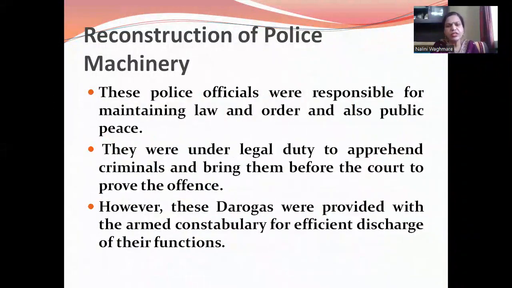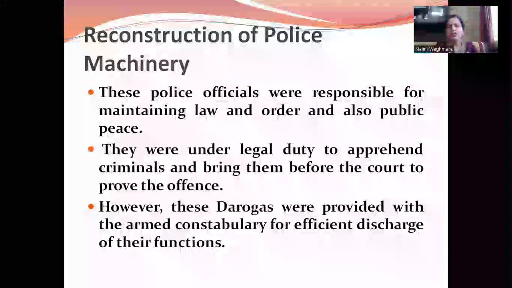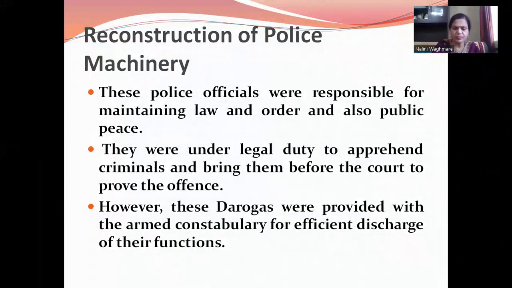These police officials were responsible for maintaining law and order and also public peace. Till today we know that police duties also mention law and order and public peace. That was existing at that time also, and in the Cornwallis plan this was mentioned. They were under a legal duty to apprehend criminals and bring them before the court to prove the offense. However, these Darogas were provided with armed constabulary for efficient discharge of their functions.